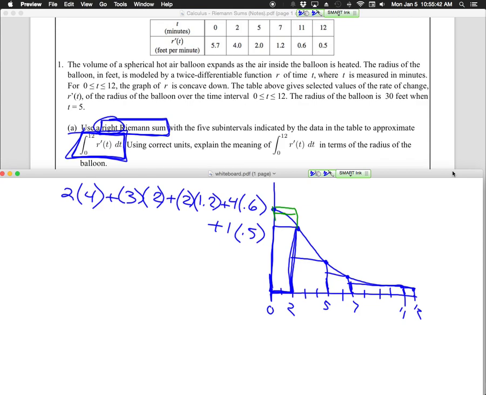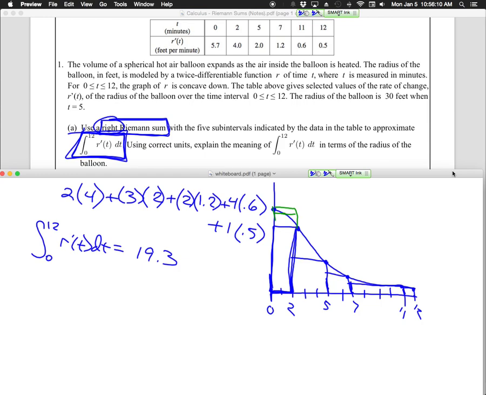Alright, so I need 8 plus 6 plus 2.4 plus 2.4 plus, what would that be, 0.5? So that gives me 19.3. So the integral from 0 to 12 of r prime of t dt is approximately 19.3.